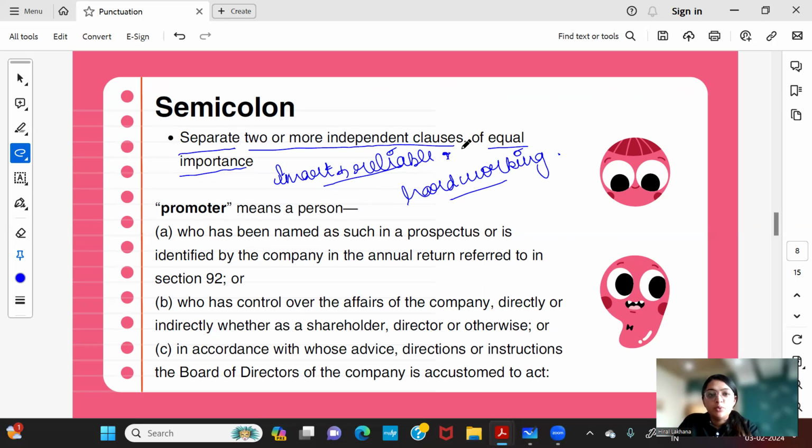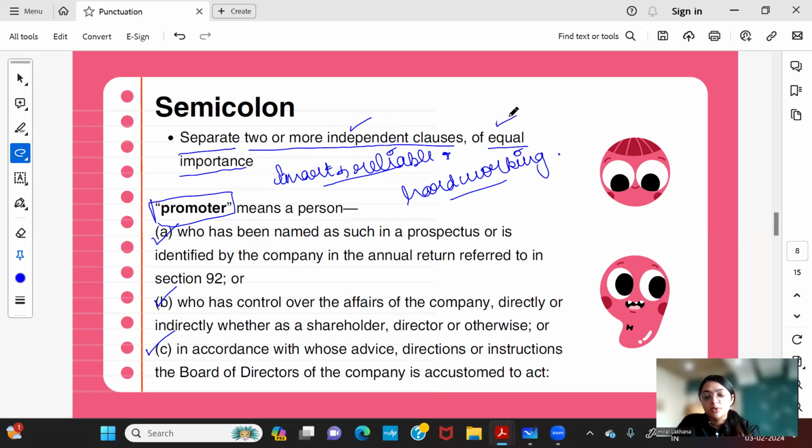So let's see an example wherein a semicolon is used to separate the phrases or words. So in our Companies Act, we have a definition of a promoter. So here it says promoter means a person. So now, which person will be known as a promoter? So there are three cases in which a person can be called a promoter. So now, again, these three cases are independent of each other, like we were reading earlier.